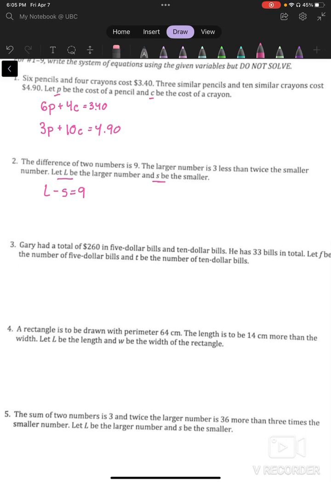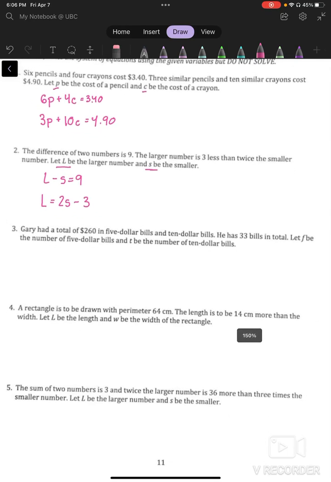So that's your first equation, and then it's saying the larger number is 3 less than twice the smaller number. So the larger number equals 3 less than twice the smaller number. So twice the smaller number would be 2S, and 3 less than that is minus 3. So those are your two equations for number 2.